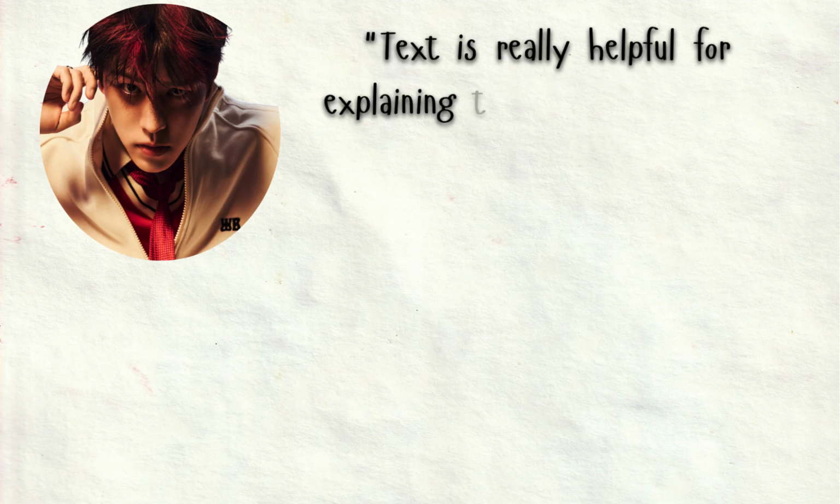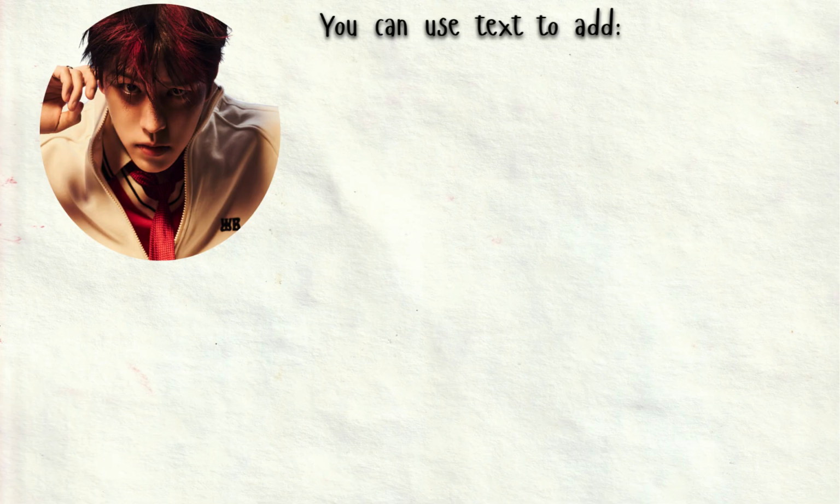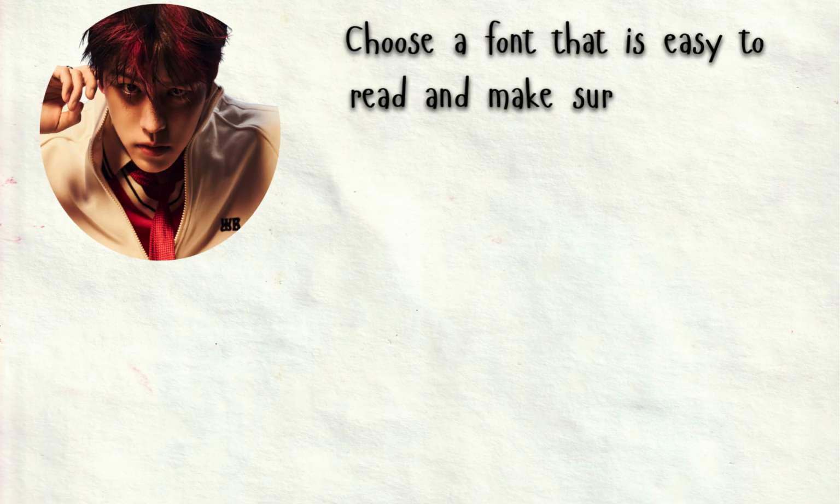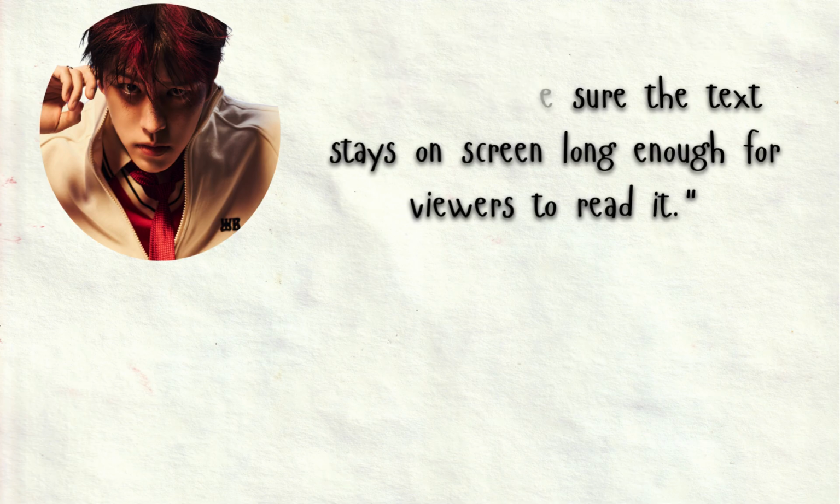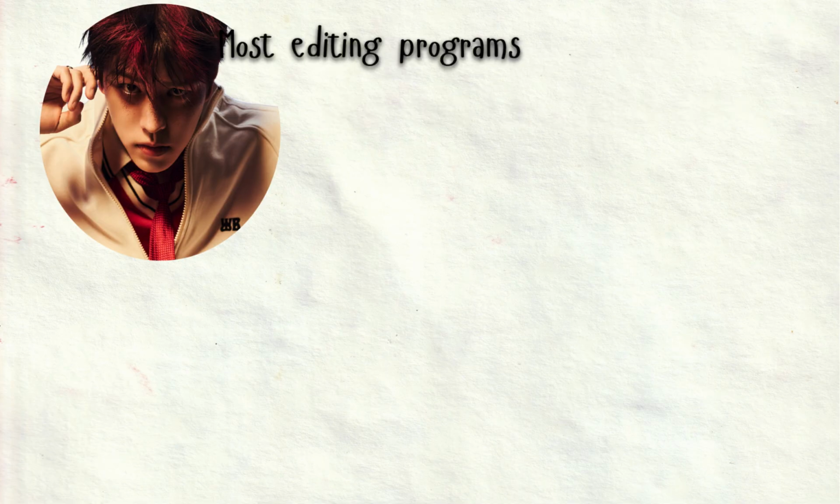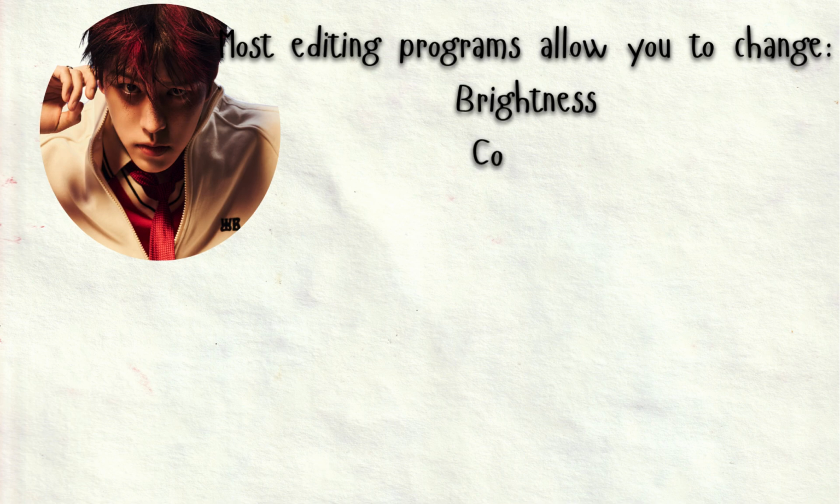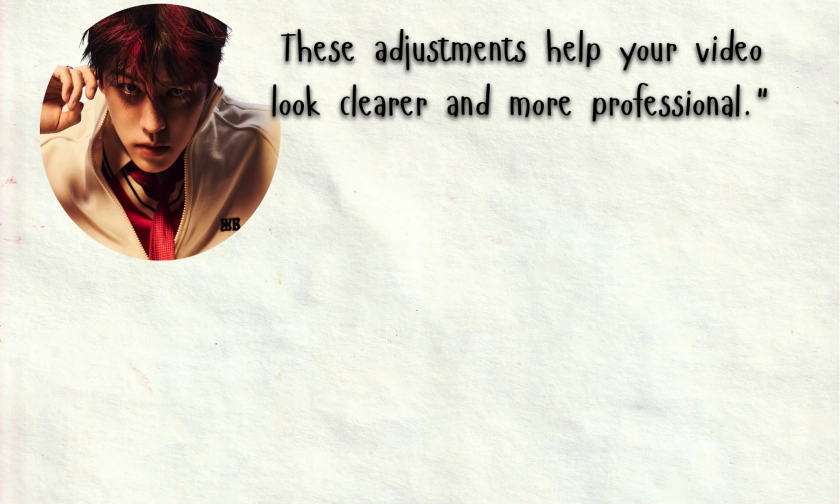Text is really helpful for explaining things in your video. You can use text to add titles, instructions, names, captions. Choose a font that is easy to read and make sure the text stays on screen long enough for viewers to read it. You can also improve the look of your video by adjusting colors. Most editing programs allow you to change brightness, contrast, saturation. These adjustments help your video look clearer and more professional.